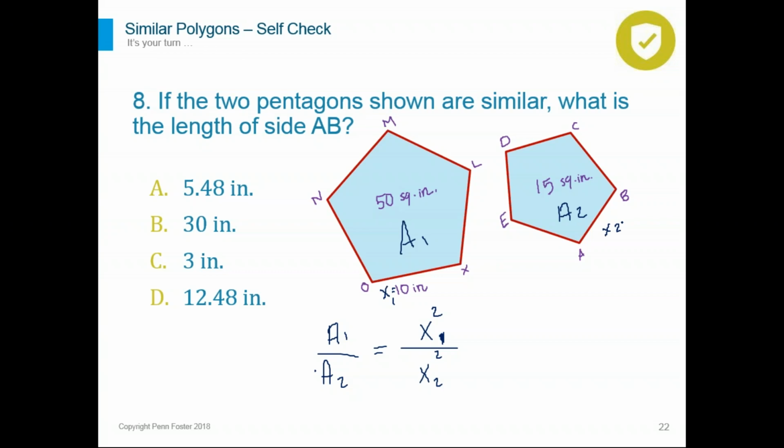What should we do? What is the side length AB in the similar polygon? You have A1 is 50, A2 is 15, square the 10, and that would be your missing variable. What would be the side length?